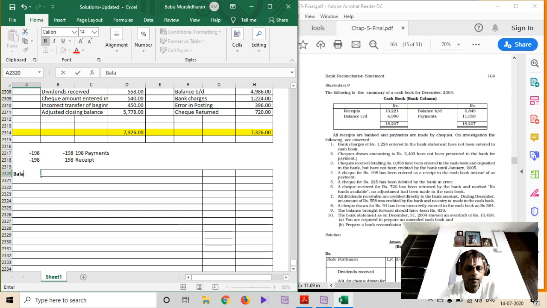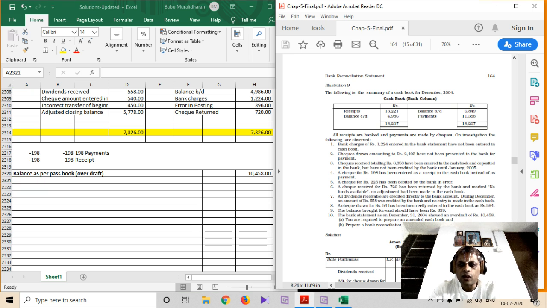Balance as per passbook: overdraft, which is an unfavorable balance, that is 10,458. What are all the adjustments to be made here? We saw 3 lines to be adjusted right here. Checks drawn amounting to rupees 2,403 have not been presented to the bank. Checks received totaling 6,858 have been entered in the cash book but not deposited, and the bank has posted a check in error. Right? Checks drawn amounting to rupees 2,403 have not been presented to the bank for payment.